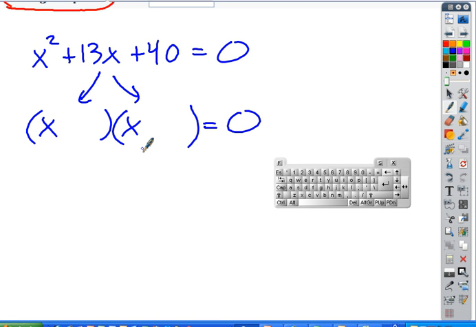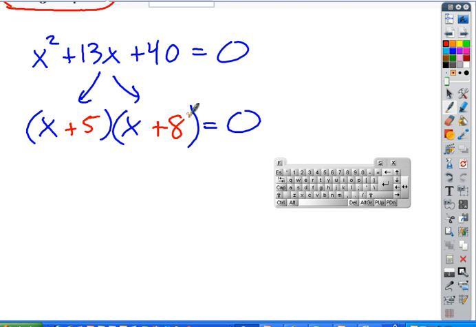When we unfoil it, we get our x's. What are the magic numbers going to be? What two numbers multiply to 40 and add to 13? 5 and 8. There we go. So x plus 5 times x plus 8. Now here's where people make mistakes. Listen closely, because this is where most people went wrong. They put those numbers in as the answers. Those are not the solutions. Those are the magic numbers that we use to factor it, but that's it.